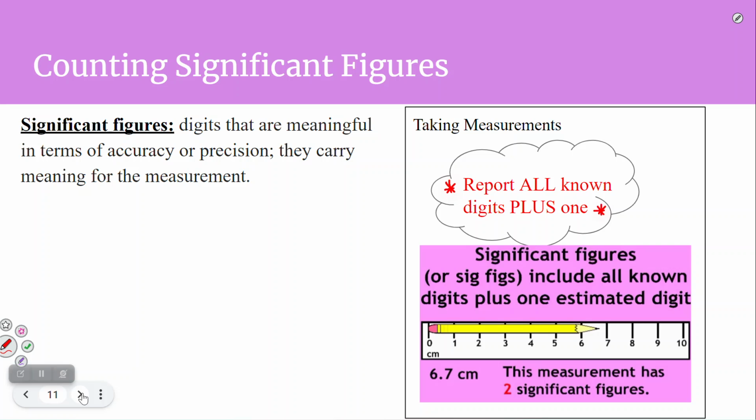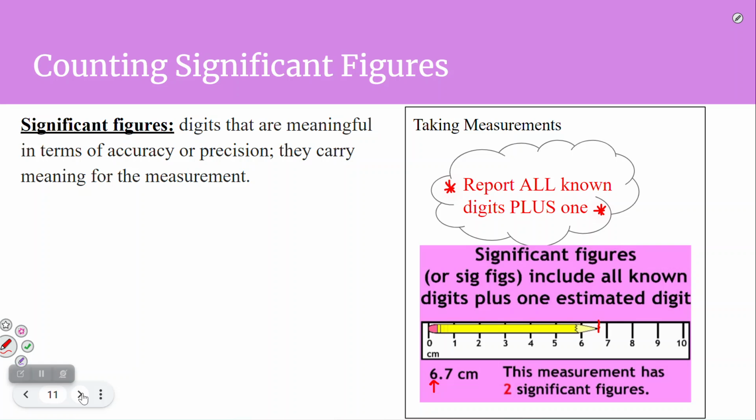So looking at this pencil in terms of recording its measurement, we know for a fact that it's falling right there, right? And so it's bigger than 6 centimeters, but it's not yet 7. So this 6 right here is a known digit. That's known, right? And what we're doing now is we're going to estimate what's going on between the 6 and the 7.